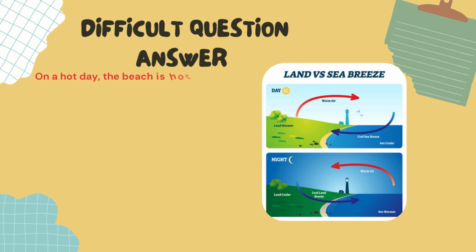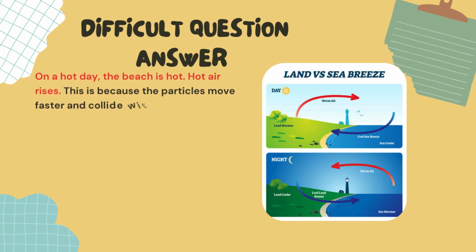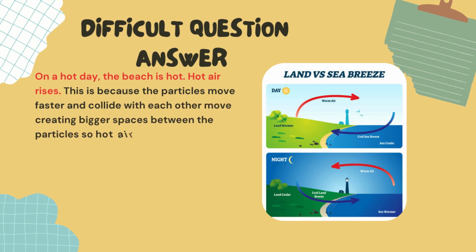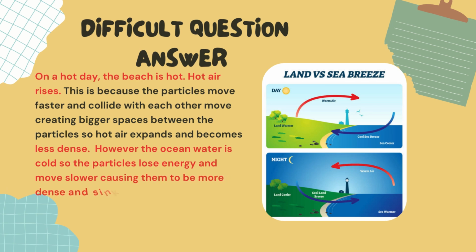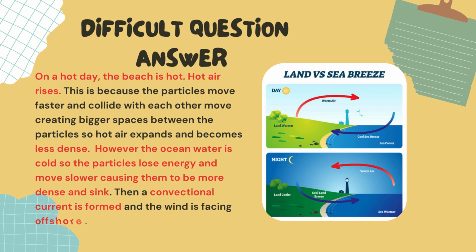Here is the answer for the difficult question. On a hot day, the beach is hot. Hot air rises. This is because the particles move faster and collide with each other more, creating bigger spaces between particles, so hot air expands and becomes less dense. However, the ocean water is cold, so the particles lose energy and move slower, causing them to be more dense and sink. This creates a convection current, which causes the wind to blow offshore. This can happen during the day or night, causing the wind to blow offshore or onshore.